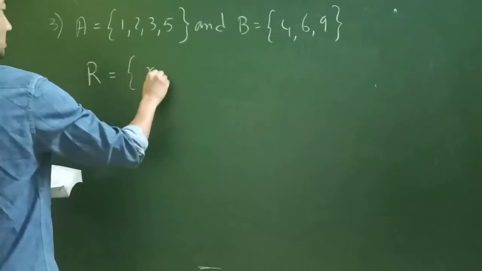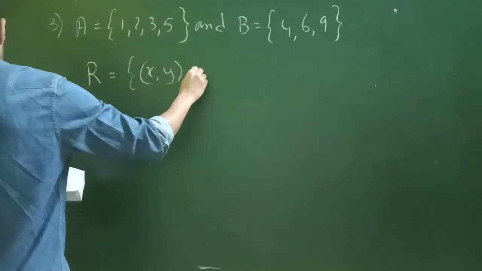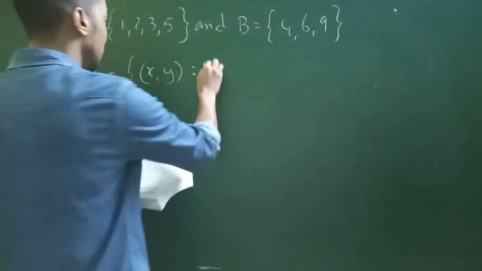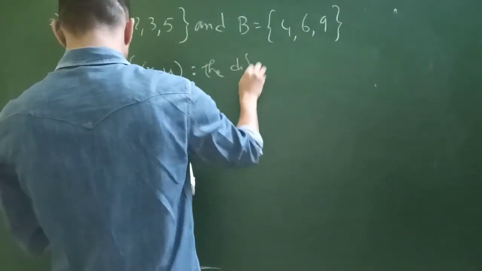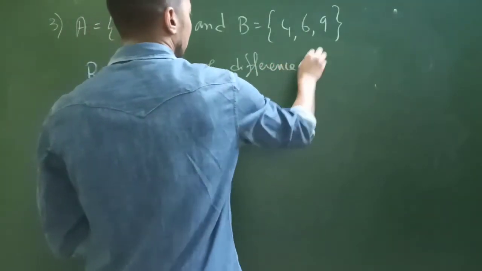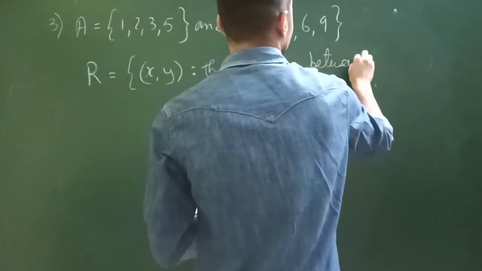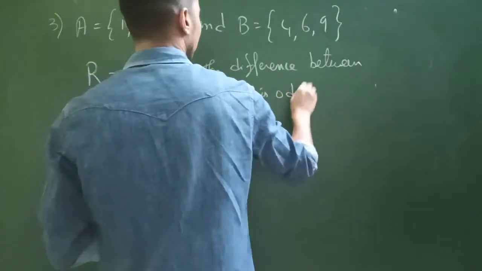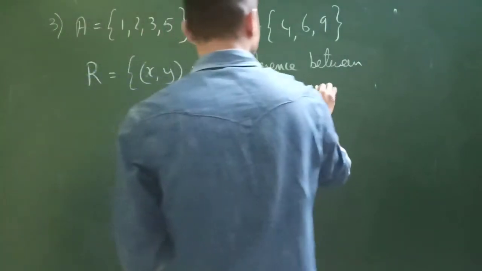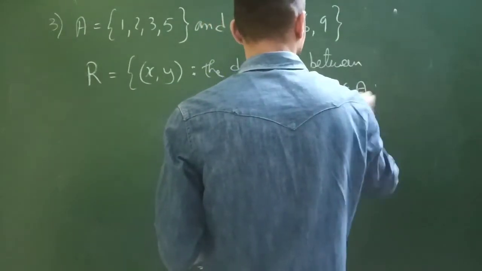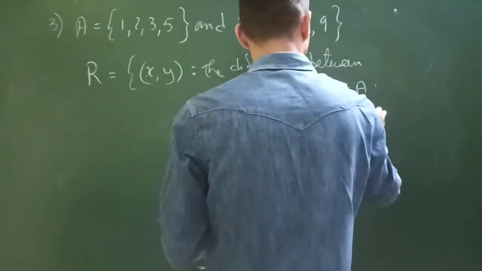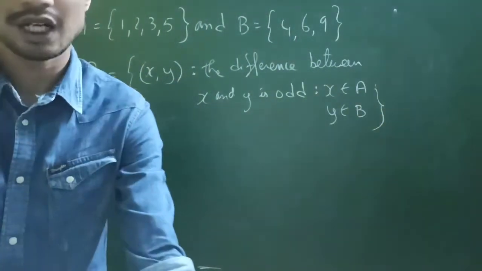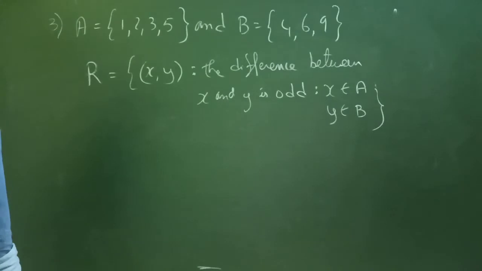R equals the set of ordered pairs (x, y) such that the difference between x and y is odd, where x belongs to A and y belongs to B. That's the ordered pair. Write it in the roster form.